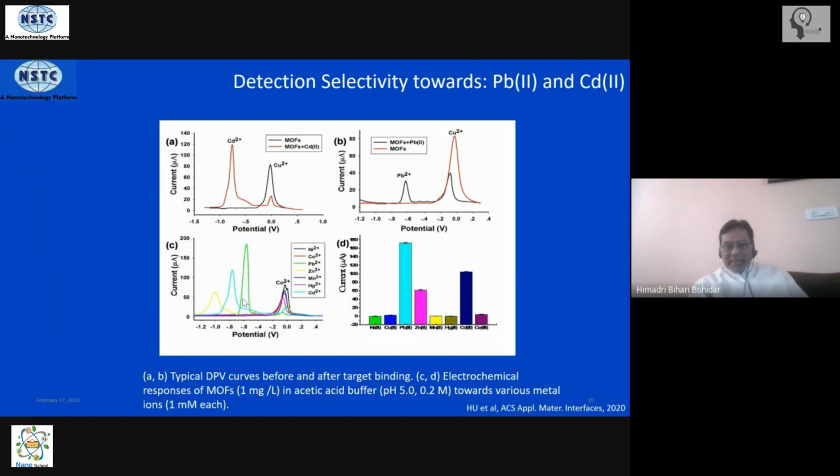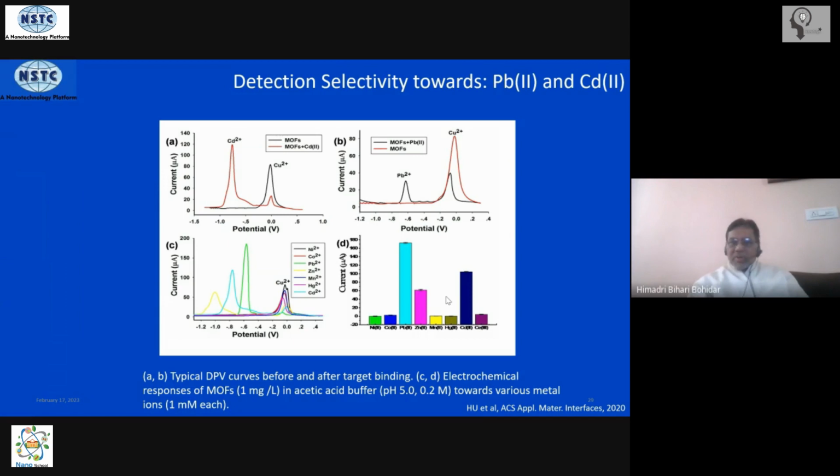Now, if you take the current values and try to turn it into a bar plot, then this is what you see. You see distinct current for lead, cadmium, and zinc. For nickel, cobalt, manganese, copper, etc., the signal is extremely low. Mercury signal is quite low. Detection efficiency is very, very low. It's predominantly detecting lead, cadmium, and zinc.